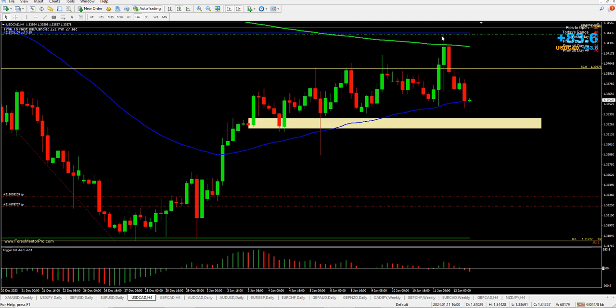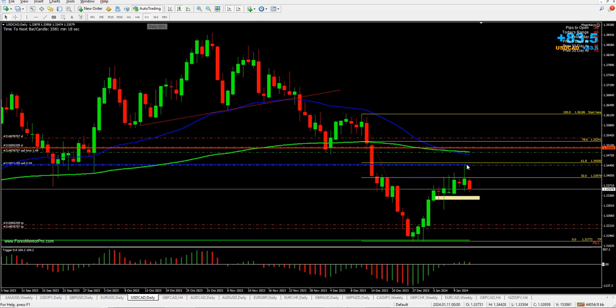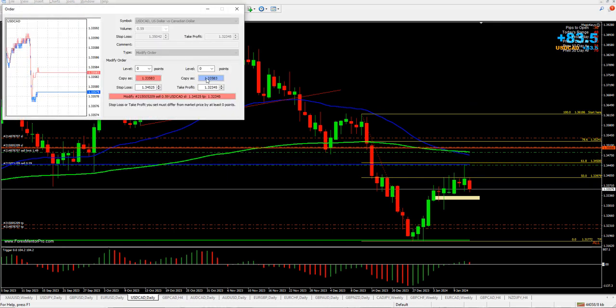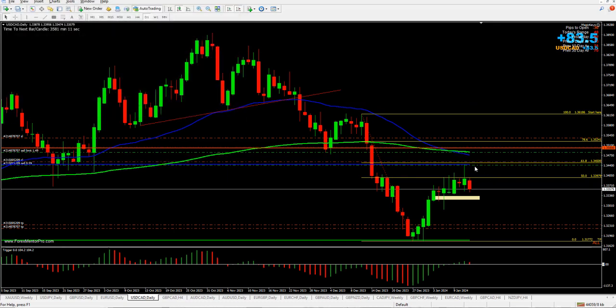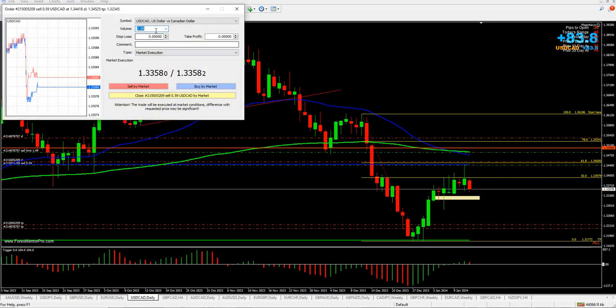And you can see there that's the entry, and it's currently 83 pips in profit. So what I'm going to do now, because today is Friday, is move my stop to here, and I'm going to take half of it off. Close, and I will take 0.30 off.